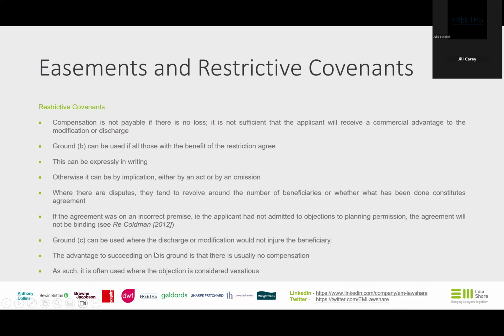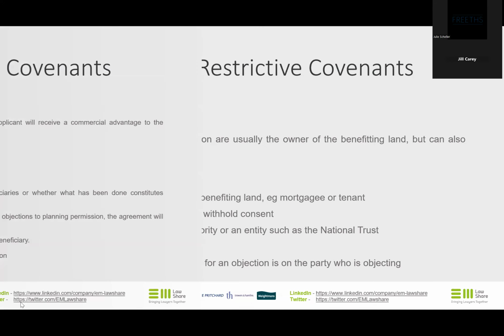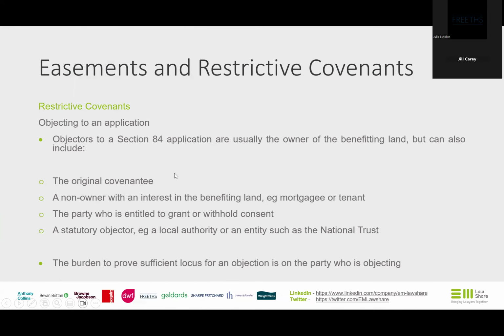And finally, ground C, that's where you can say, if you change or remove the covenant, it won't hurt the beneficiary. That's a very useful ground if you can get that instead of AA, because then compensation isn't usually payable. But obviously it's narrower, so it tends to be used primarily where the argument is vexatious or they're just basically trying to put pressure on you.